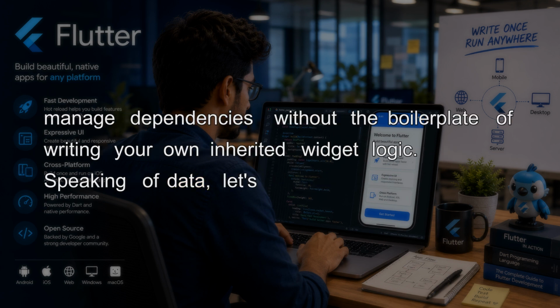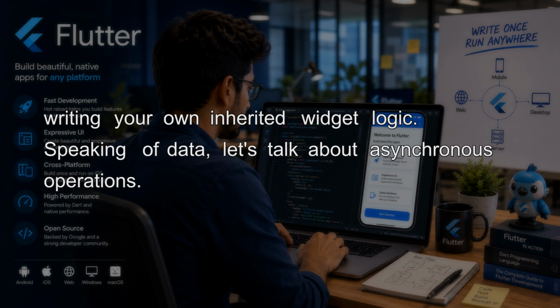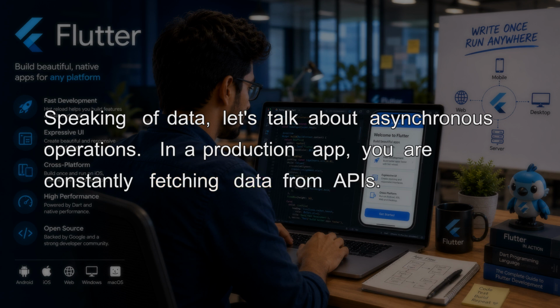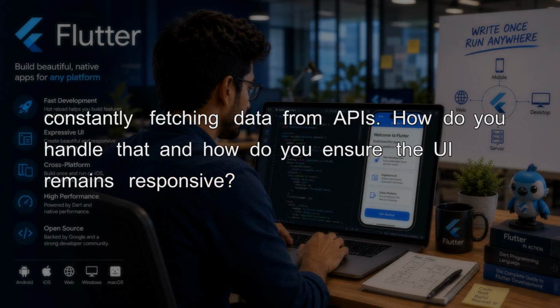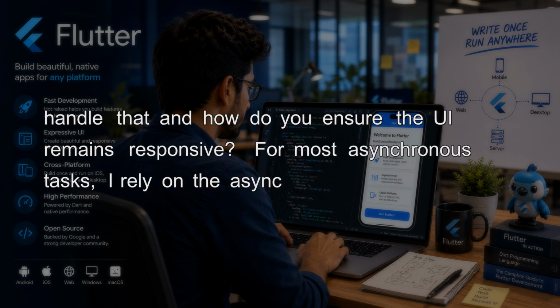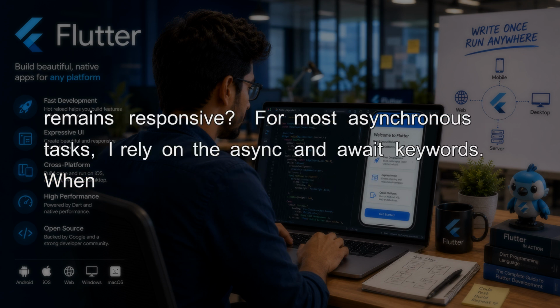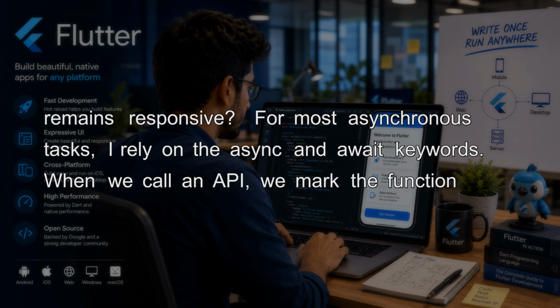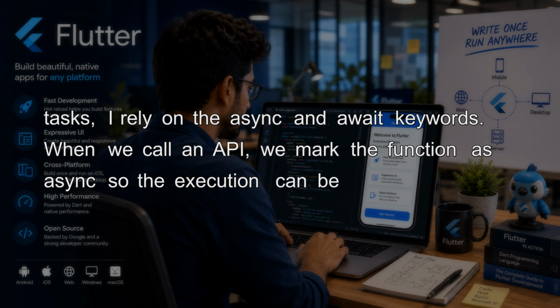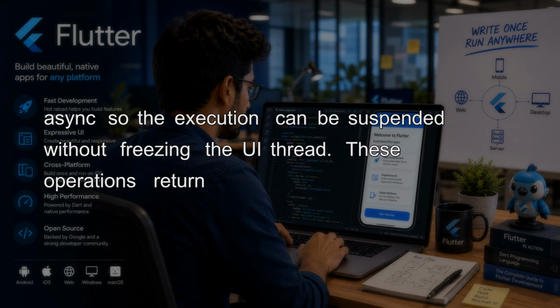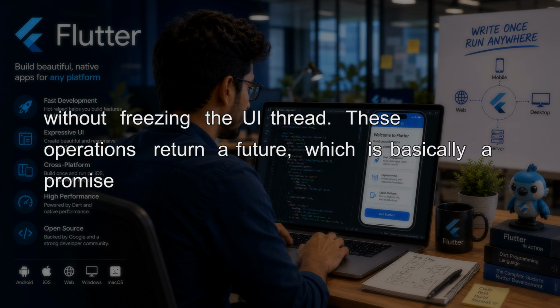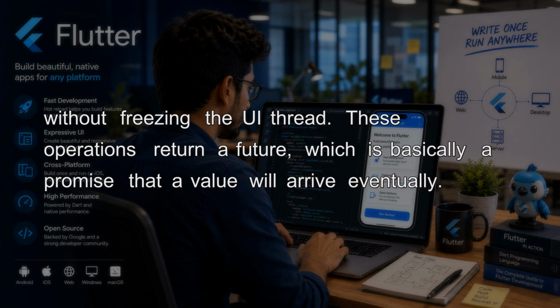Speaking of data, let's talk about asynchronous operations. In a production app, you are constantly fetching data from APIs. How do you handle that, and how do you ensure the UI remains responsive? For most asynchronous tasks, I rely on the async and await keywords. When we call an API, we mark the function as async, so the execution can be suspended without freezing the UI thread. These operations return a future, which is basically a promise that a value will arrive eventually.